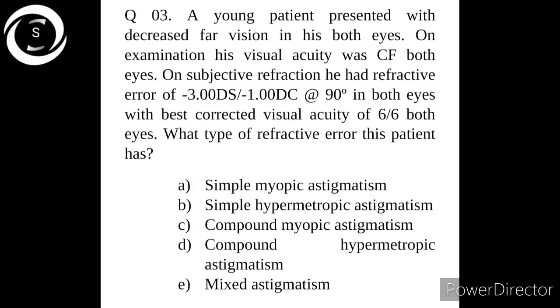Now in the third question, a young patient with decrease of vision presented. Vision is counting finger both eyes, and with refraction he gets 6/6 with -3 diopter sphere and -1 cylinder. So when sphere is minus and cylinder is minus, it means compound astigmatism, and the sign is minus, so it is compound myopic astigmatism.